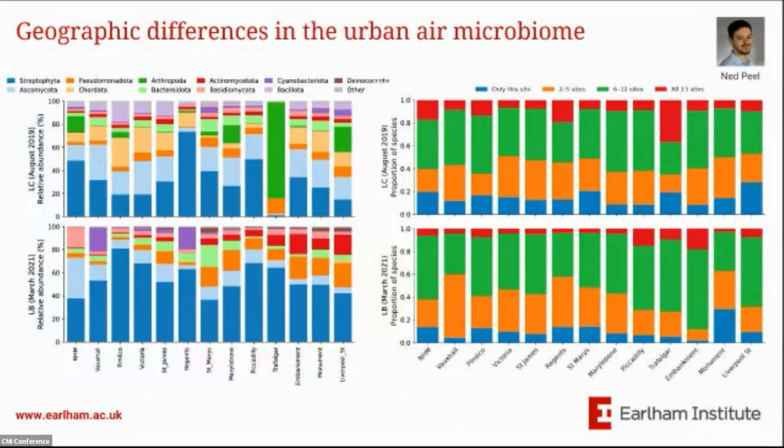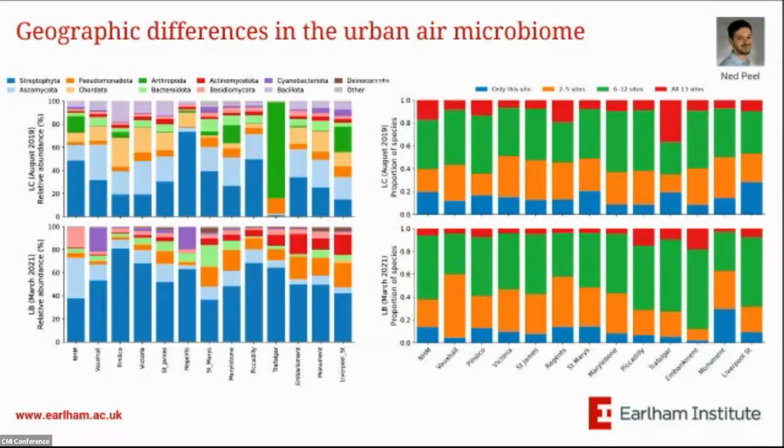And what we can see is some clear geographic differences in the air microbiome. So what you've got here are the two data sets. The top row is showing August 2019 sampling, and the bottom row is showing March 2021 sampling. And then on the left-hand side, we're just seeing a phylum level composition of these samples. So we see plants, fungi, bacteria, very small amounts of DNA from animals as well, but very small compared to the plants and the fungi.